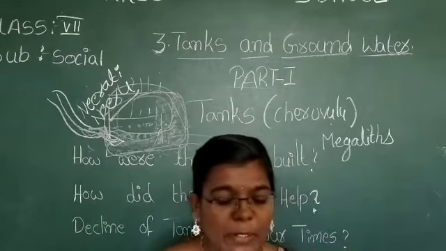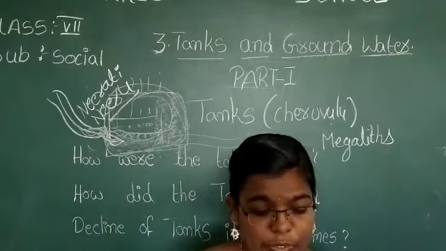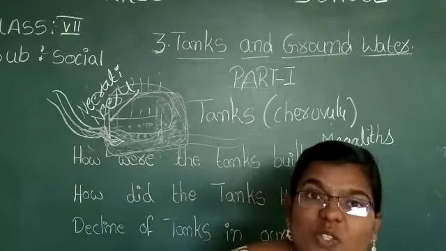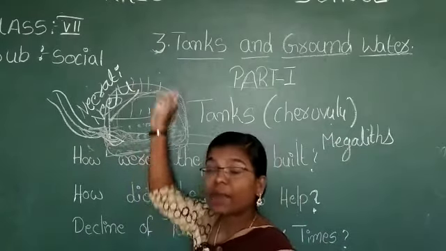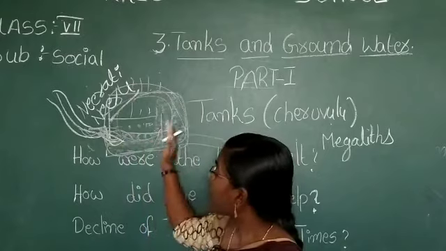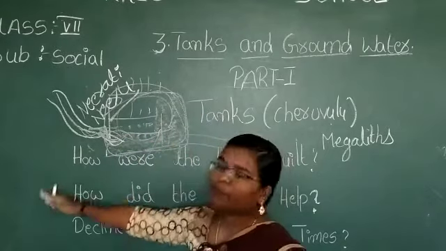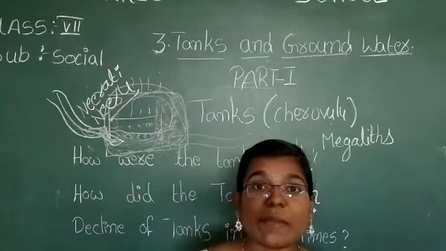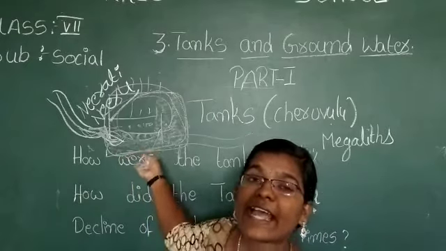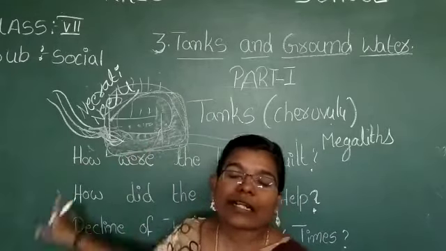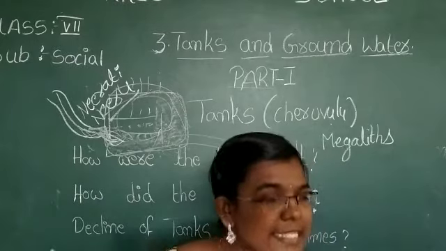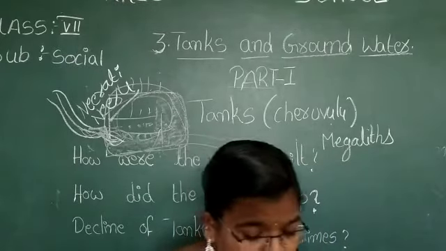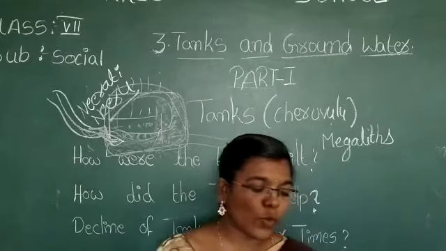Every year, people would collect tank silt and use it in their fields to fertilize the soil. Whatever silt is there in the tank, they remove it and keep it in their fields. Why? Because it is fertile silt. That silt contains the most fertile soil. We should remember that no one person owns the tanks.